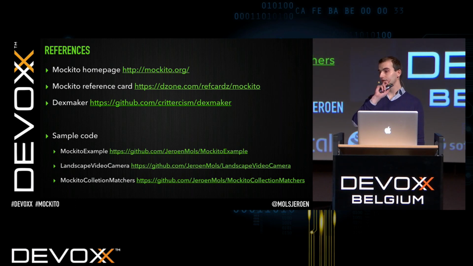I have some references to Mockito and to DexMaker, and I also have quite a few projects on GitHub. In the Mockito example project, you can find any line of code that I showed you here, and then you can just test it around. So if you want to see how to actually enable testing finals in Mockito 2.0, check out that example, and you can run it. I have an open source library called Landscape Video Camera, which is completely test-driven refactored, so there are many interesting testing strategies there. And I'm creating a new library called Mockito Collection Matchers, where I'm also open sourcing all of those matchers to deal with lists.